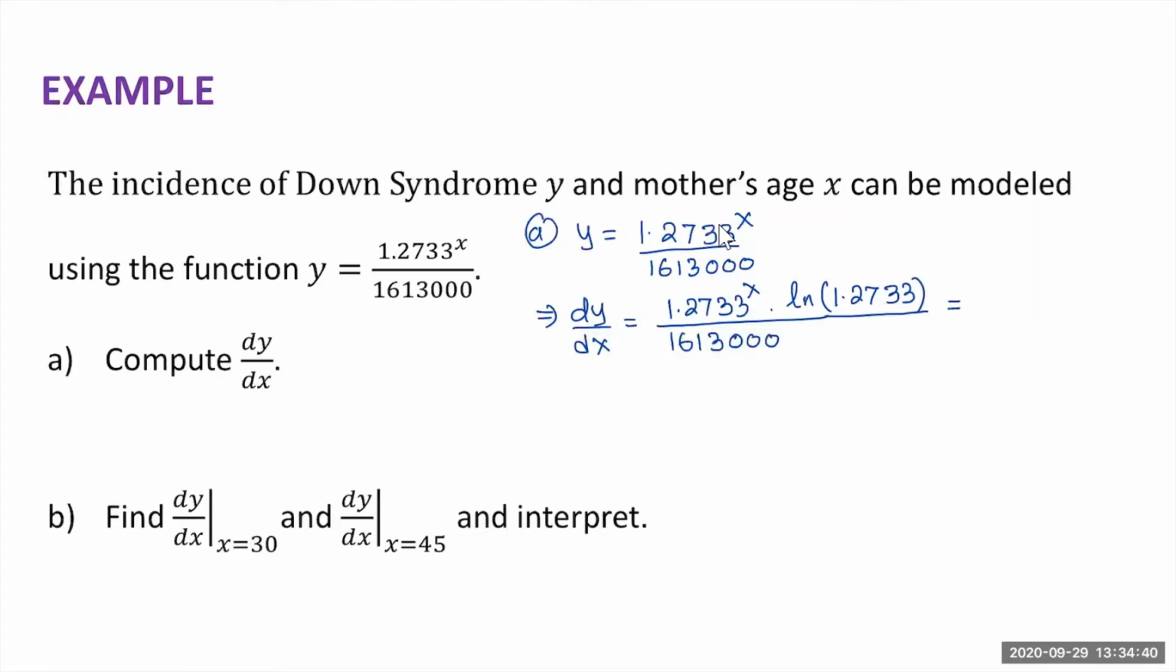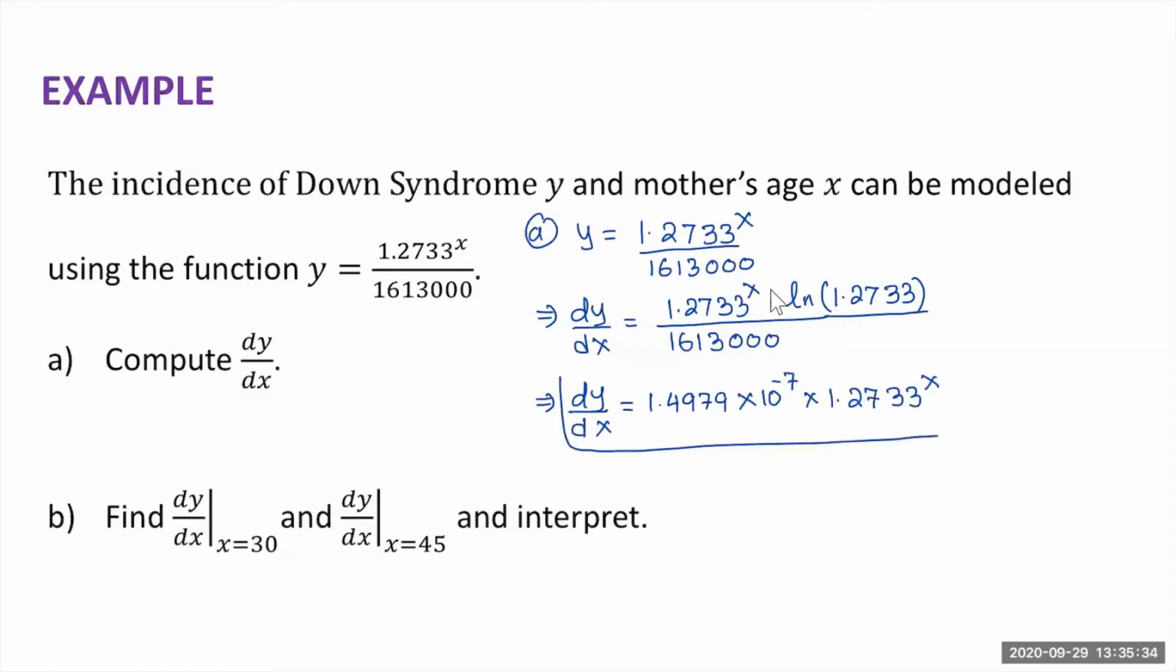Now, if you want to simplify this, let's see what we get. dy over dx is equal to, using our calculator, natural log of 1.2733 divided by this quantity, 1613000. What I got here is 1.4979 times 10 to the negative 7, a very small number, and it is multiplied to this quantity here, 1.2733 raised to x. So that is the derivative in part A.